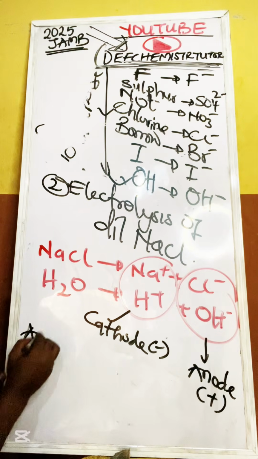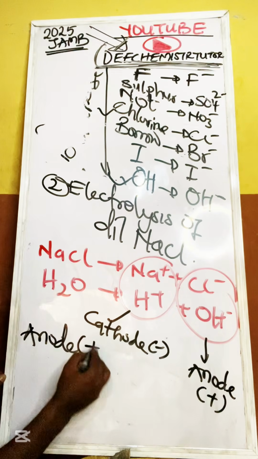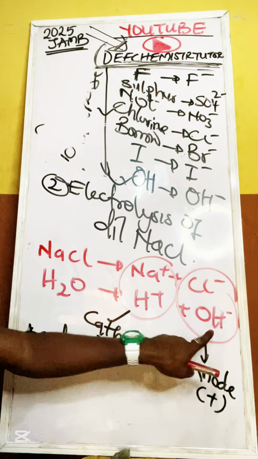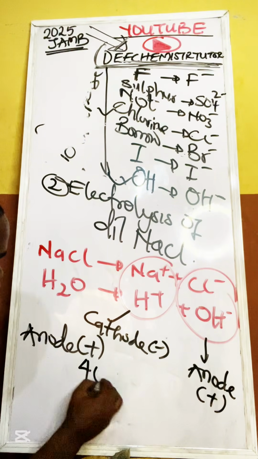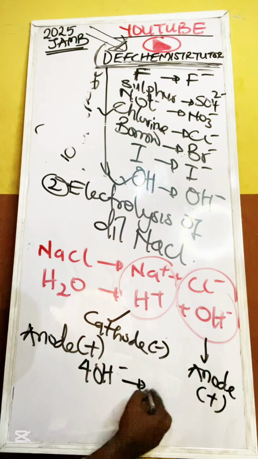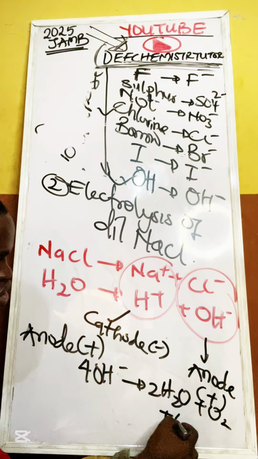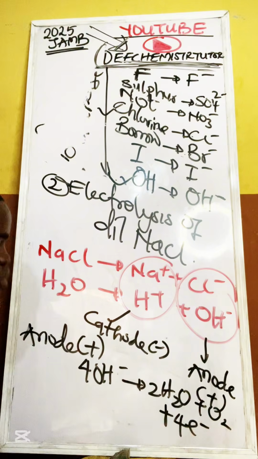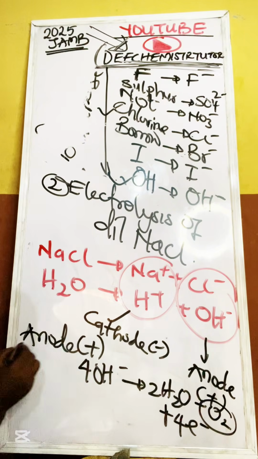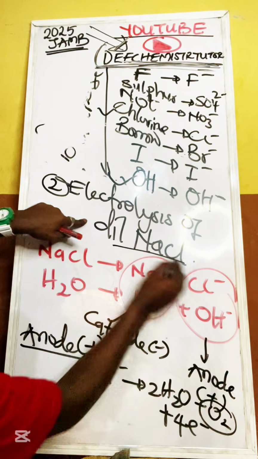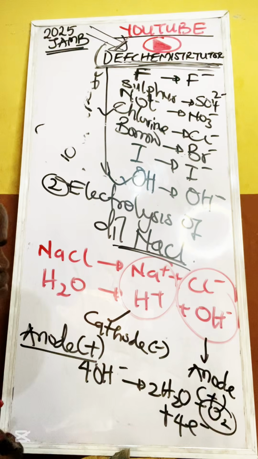So at the anode, no pressure. Can you see that? Why I told you to know that equation? You see that we are using it again. 4OH minus gives 2H2O plus O2 plus what? 4e. That's what will happen. So oxygen is being liberated at the anode during electrolysis of dilute NaCl.